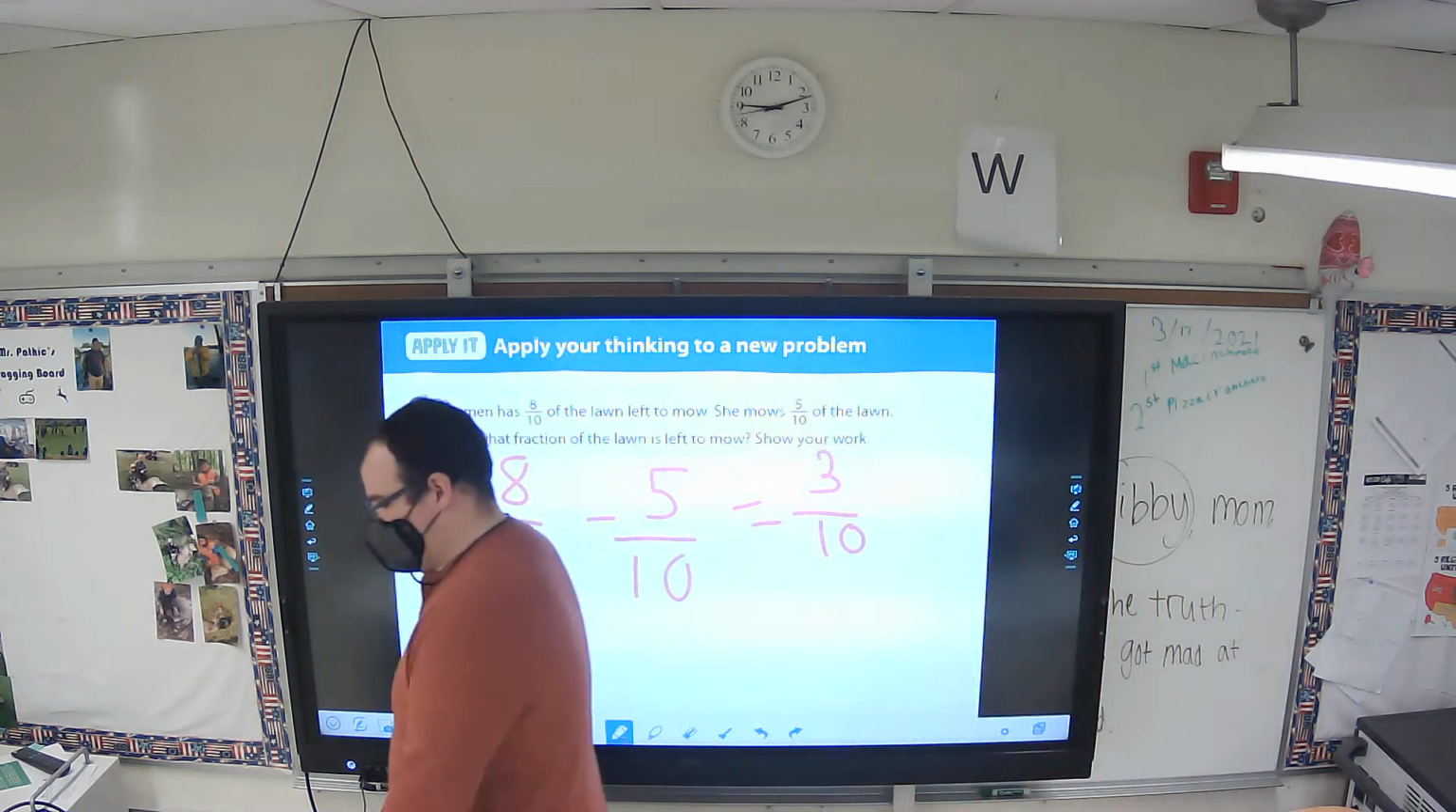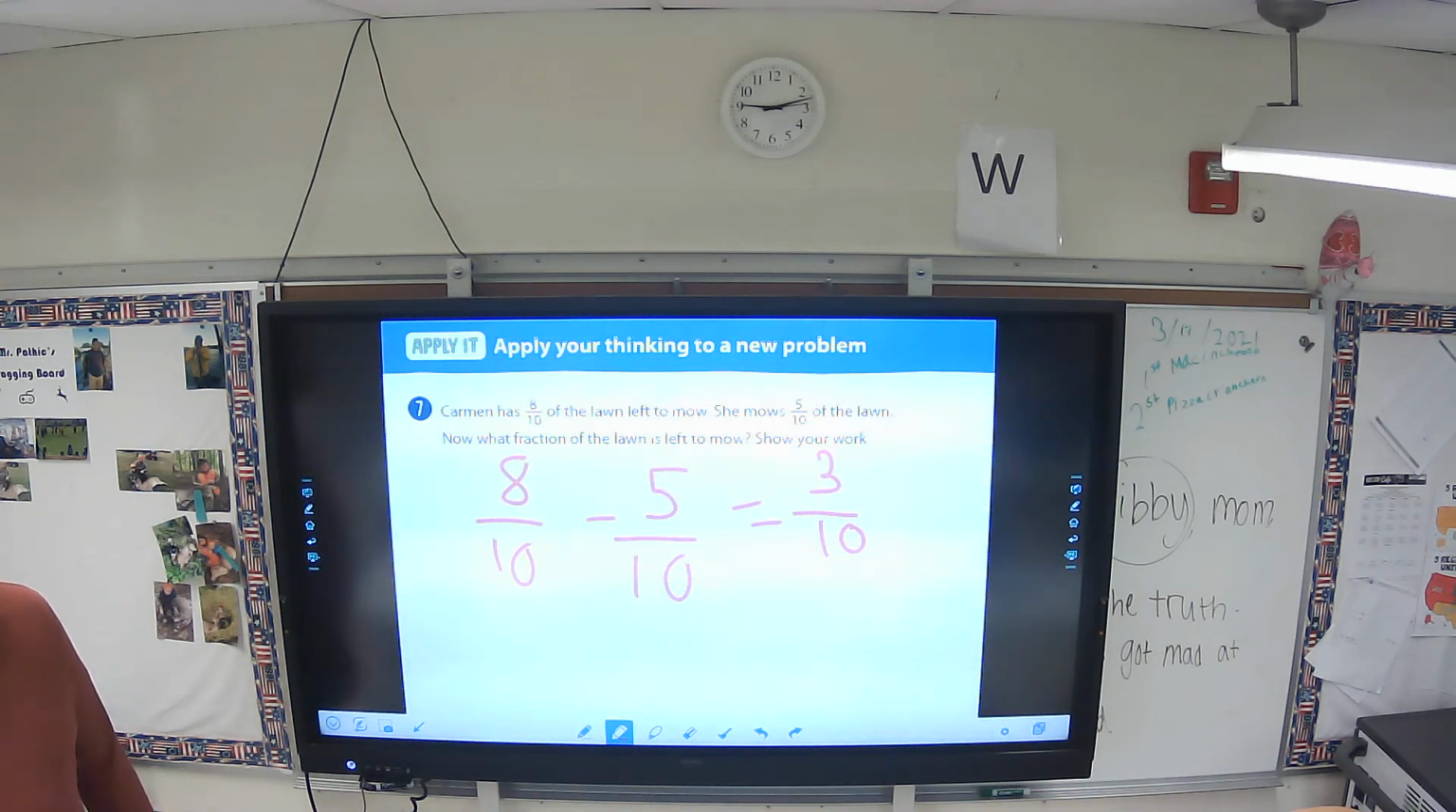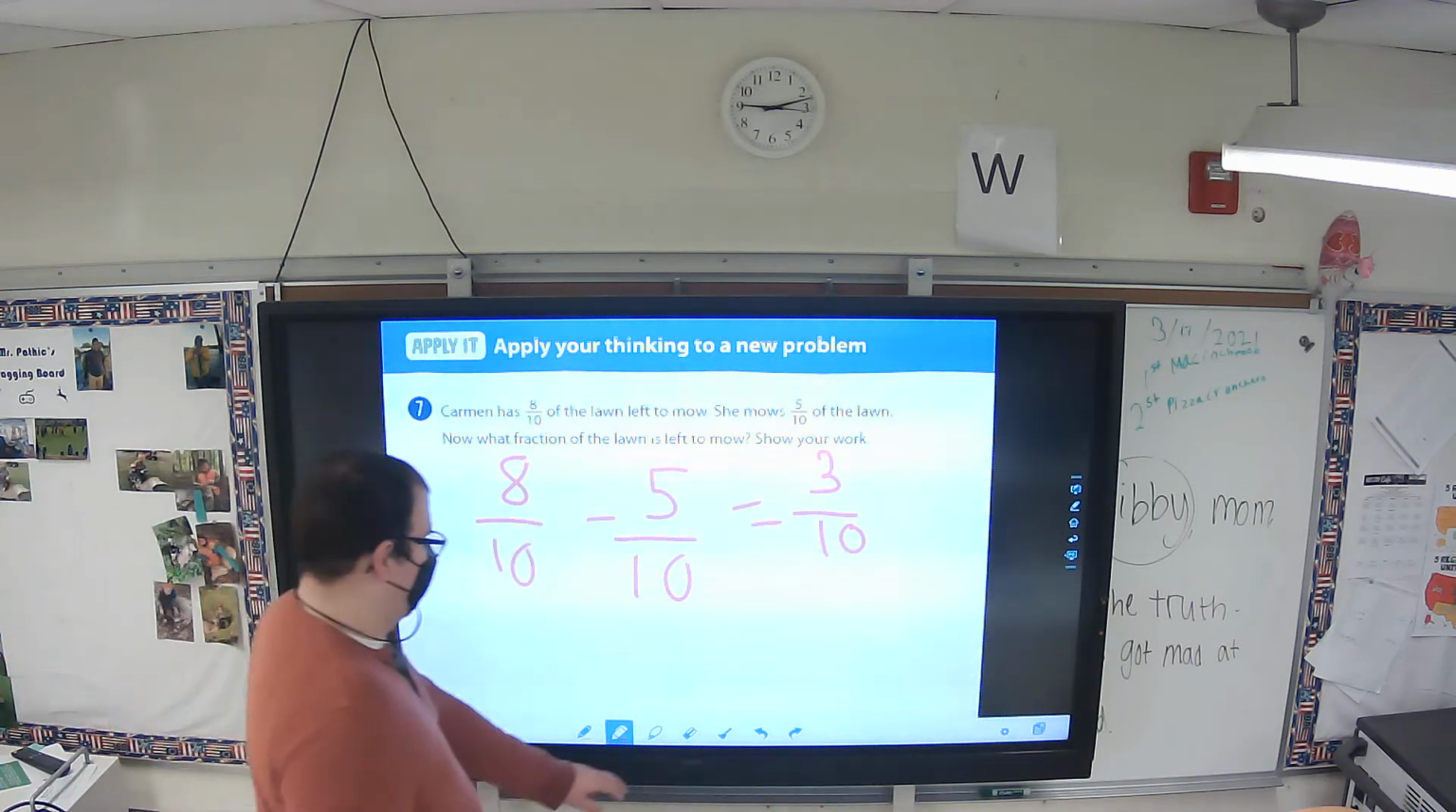Is that the lowest terms? Does 3 and 10 share any factors? What are the factors of 3? 1 and 3. It's prime, isn't it? What are the factors of 10? 1, 2, 5, 10. Do they share any factors besides 1? No, so that's in lowest terms, right? Yes. Any questions on that? No. Simple.